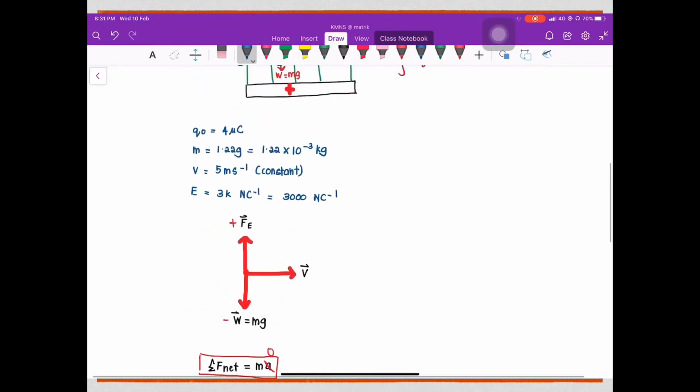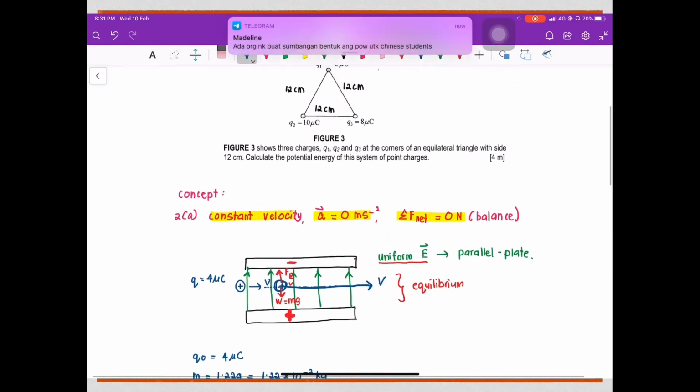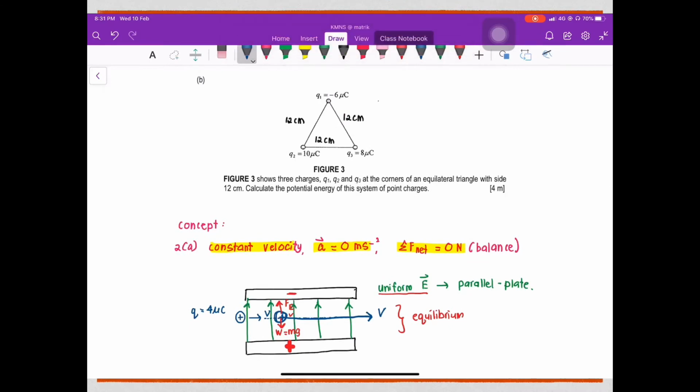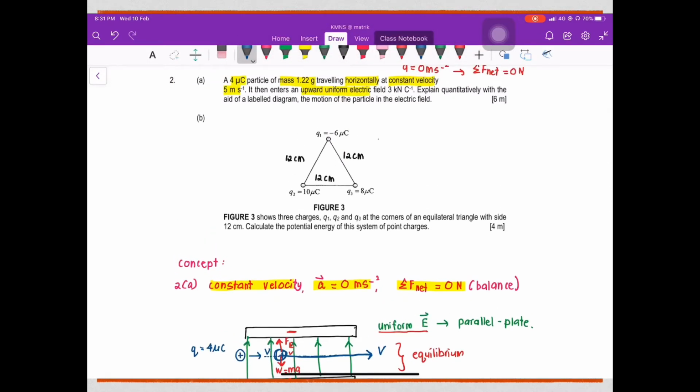Then next, look at question B. The figure shows three charges Q1, Q2, Q3, and the distance between them is 12 centimeter. Calculate the potential energy of the system.